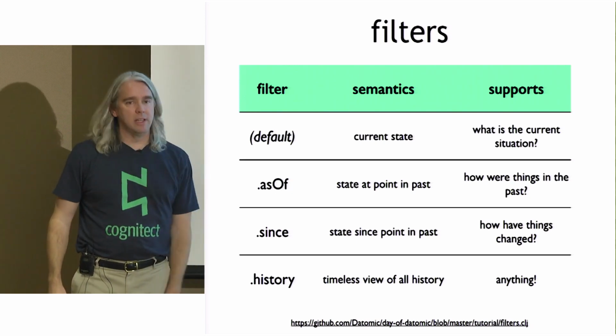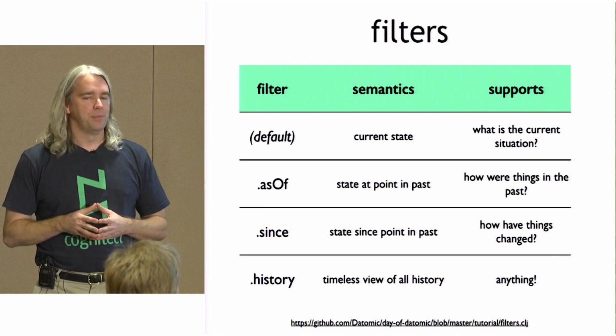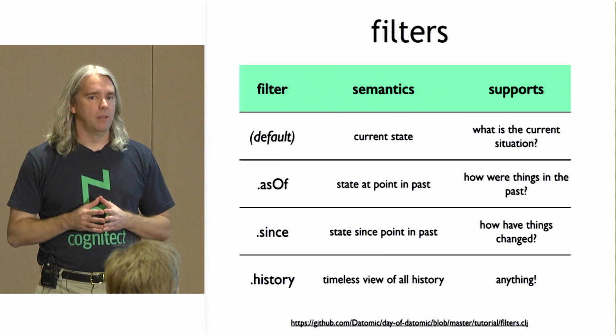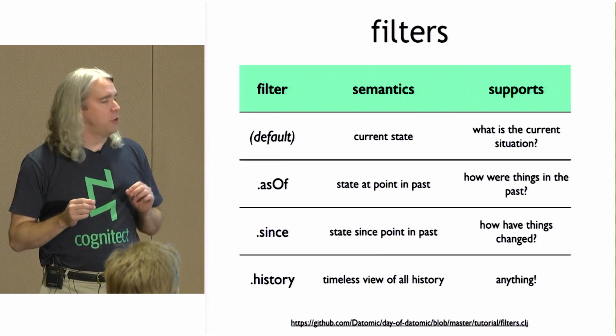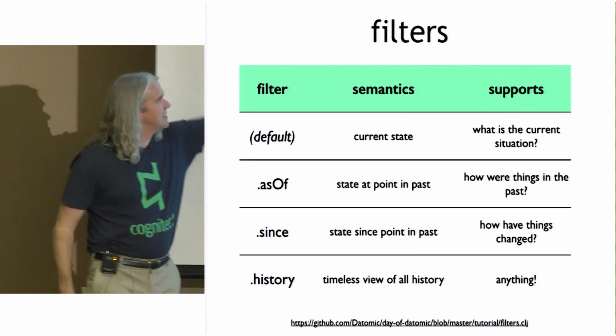And if you say .history, it says, show me the sort of panopticon view of everything that ever happened, all overlaid with itself simultaneously. Now, a couple of sort of check your knowledge questions. What kind of argument would it make sense to pass to asOf or since?